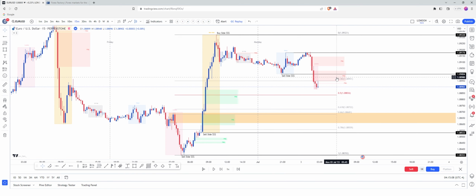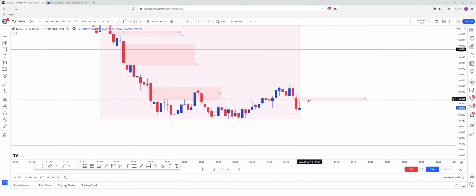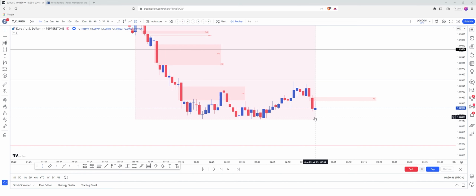So let's jump onto the 1 minute time frame now and see what kind of entry we could get. And we can see that we have left a fair value gap just prior to the Silver Bullet hour starting. So Silver Bullet starts at 3 AM, and we've left this fair value gap. This wouldn't be an entry for me personally. I want to see a fair value gap created within the Silver Bullet hour.